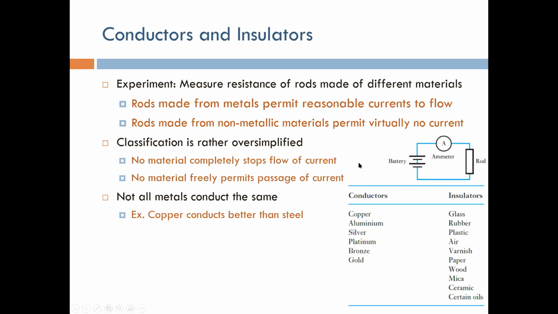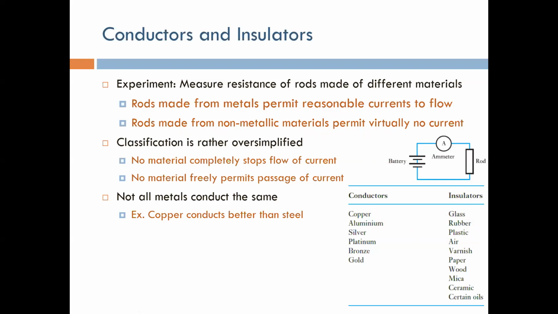So for conductors and insulators, if we do an experiment where we measure the resistance of rods made of different materials, for example, rods made from metals, we're going to find that these rods permit reasonable currents to flow. If we have rods made from non-metallic materials, like insulators such as glass or rubber or plastic, you're going to find that they permit virtually no current. So insulators do not allow current to flow, or at least make the current very small, to the extent that it can be considered zero current.